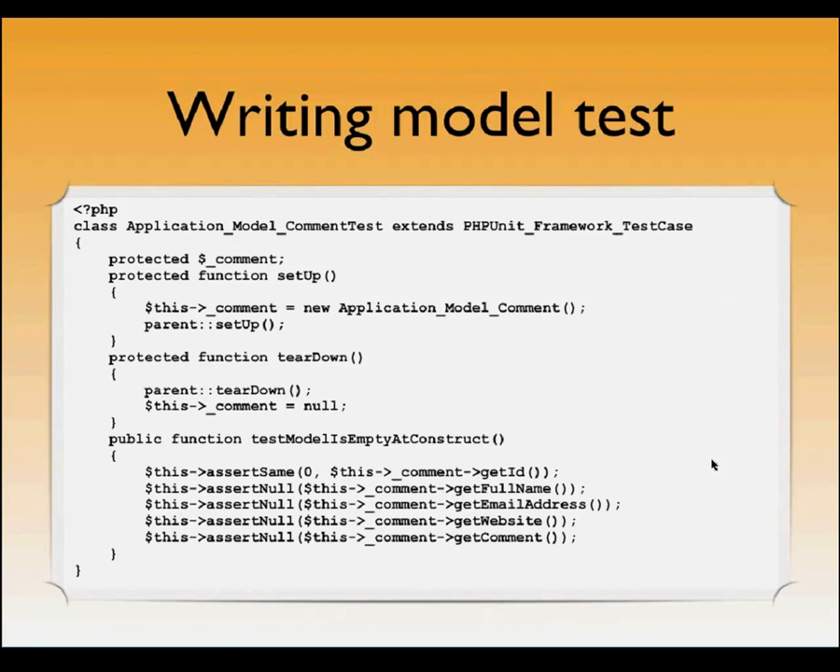Writing the model test is fairly simple. So first you set it up, you tear it down. We test that the model is empty at construct, so you can assert null on many of the elements except the ID. That should be an integer null.